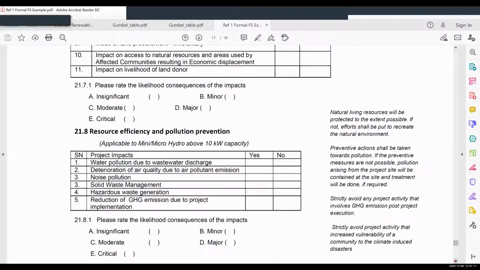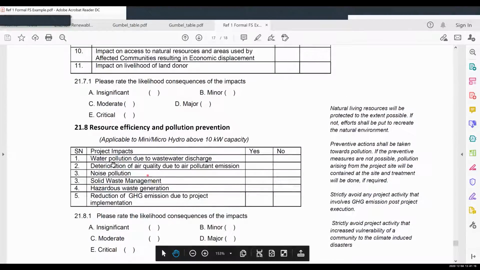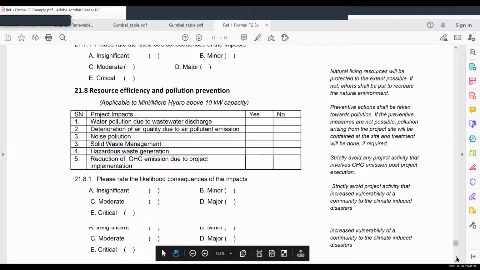The other thing is, what are the pollution and environmental resource issues? Is there noise pollution you want to avoid? You want to avoid solid waste management problems. All these issues should also be listed.